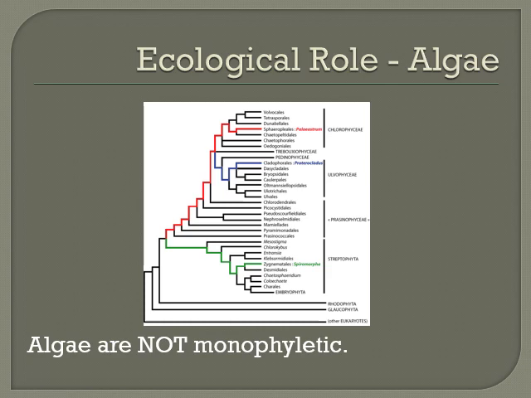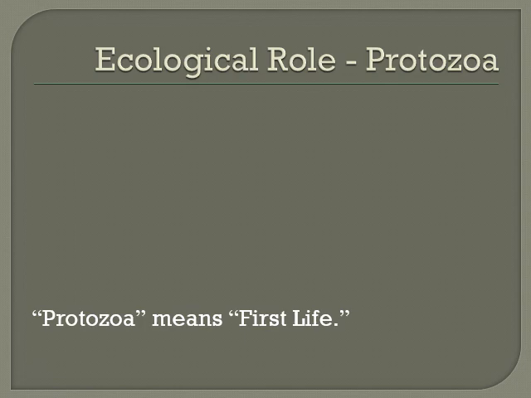The problem with algae is that they're not monophyletic. It looks like they're kind of broken up into all these different supergroups. They don't all fit into the same clade. That's a big problem for taxonomy. So that's algae. The other type of protist, I kid you not, are termed protozoa, which means first life.